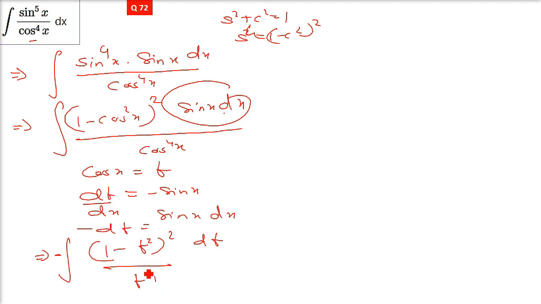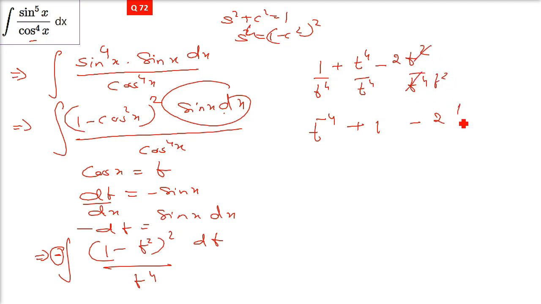We will open this and then formulate certain terms which can be integrated easily. So a square plus b square minus 2ab: 1 plus t square, whole square, that is t raised 4 minus 2 into t square. In the denominator you have t raised 4, here also t raised 4, same thing. So t raised minus 4, this will be 1, and when it goes up, 2 minus 4 is negative 2. So t raised minus 2 it will be. So we'll integrate it separately now. It will be very easy for you now.